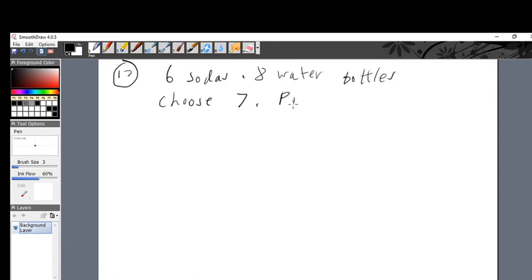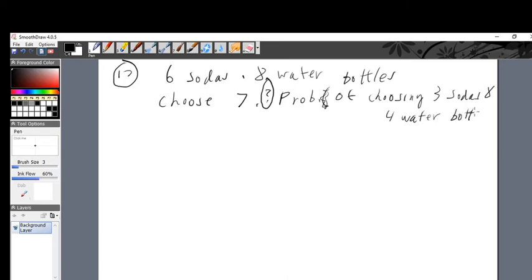Here's the question. What's the probability of choosing 3 sodas and 4 water bottles? Okay, we've had this before. Here we go.